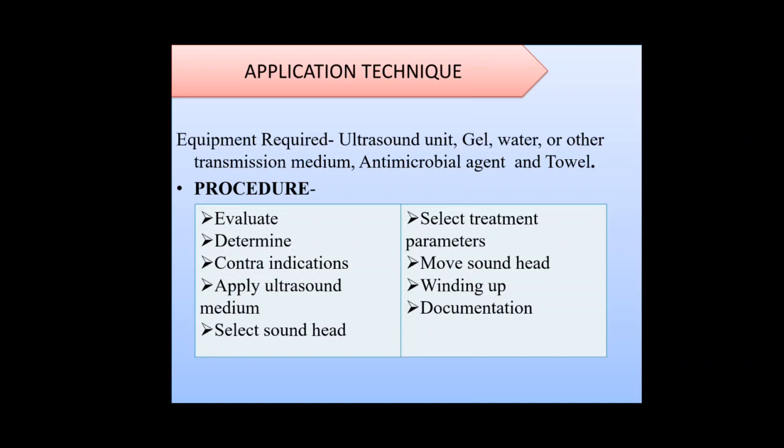Then coming to the contraindications, the next stage is you should always know whether the patient is contraindicated for ultrasound, like whether he has diabetes or any blood disorders. This you will come to know by taking a proper history. Then you have to take precautions if there is any acute inflammation or fractures, etc.